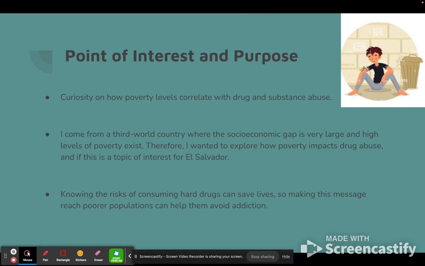So, my point of interest was based on curiosity and how poverty levels correlate with drug and substance abuse. I come from El Salvador, a third world country where poverty levels are very high, and therefore wanted to explore this relationship in order to see how poverty impacts drug abuse in general.